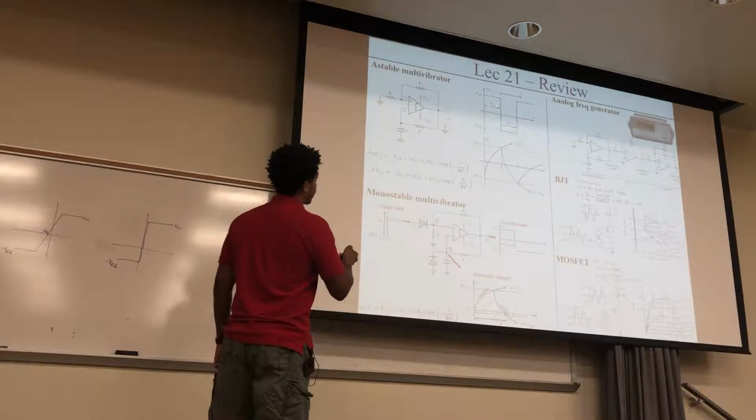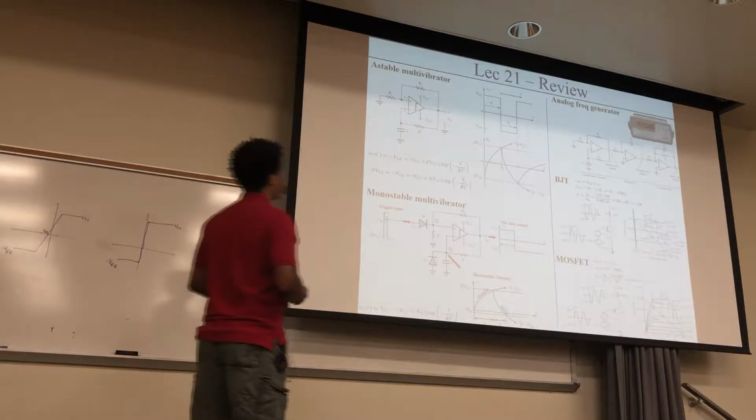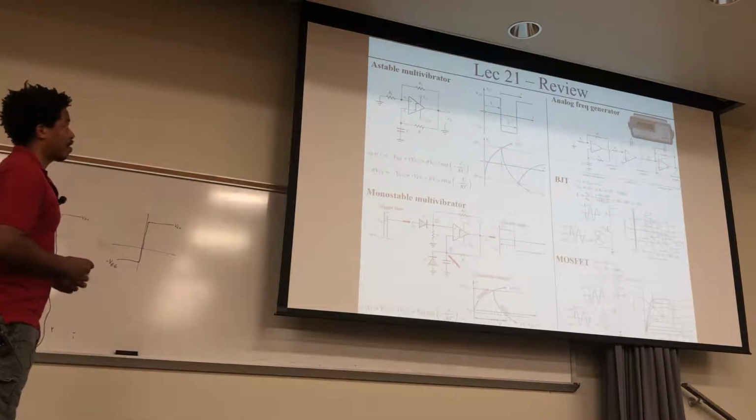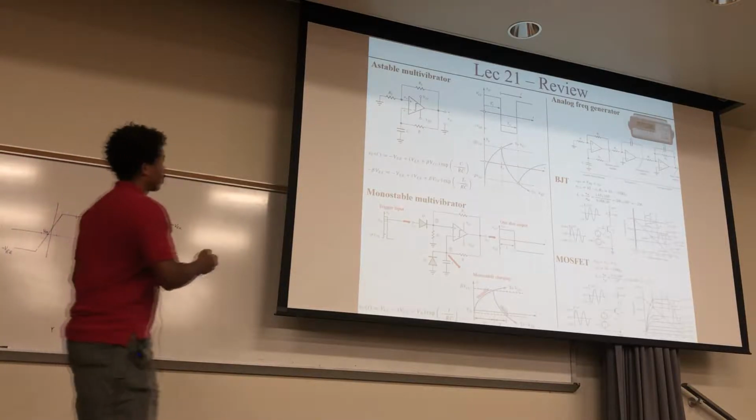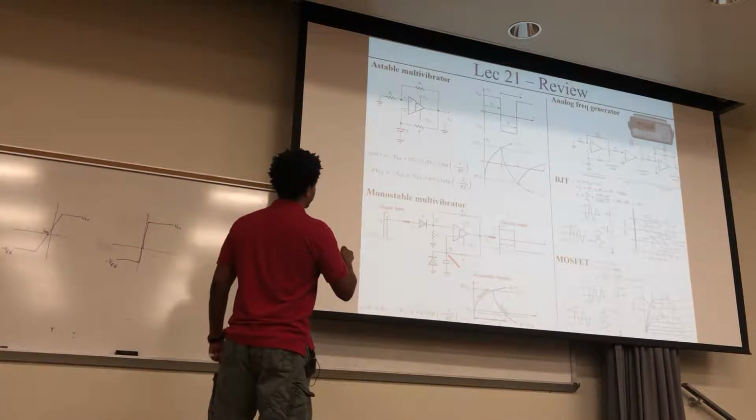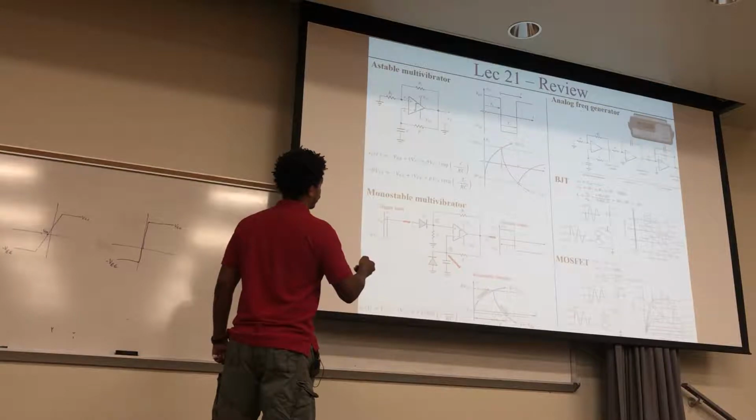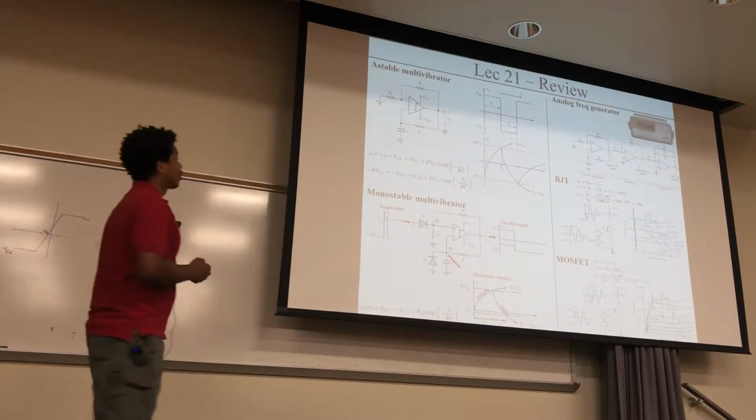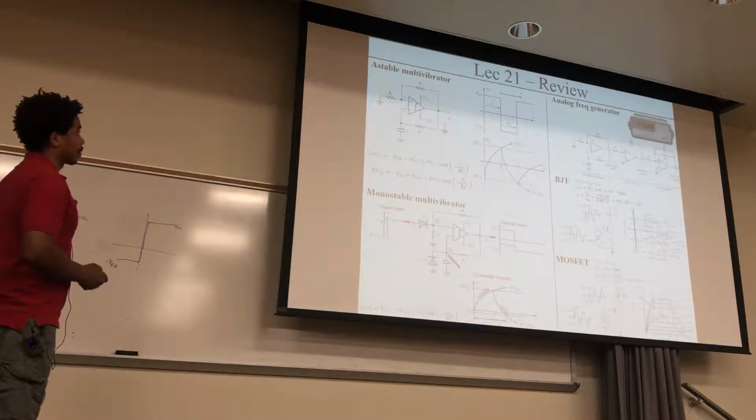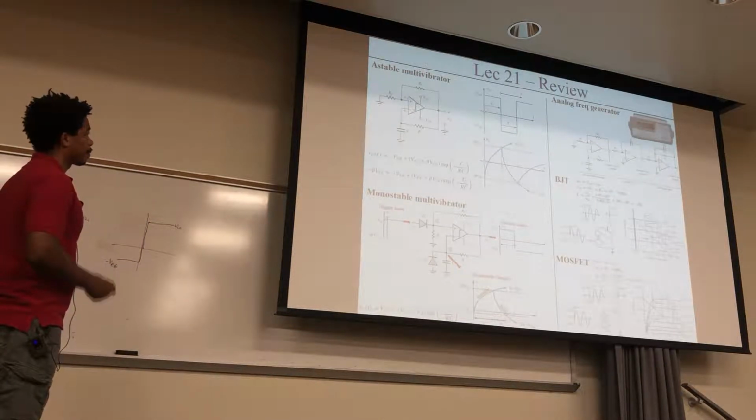You can make that duration smaller or larger by changing these values, by increasing or decreasing both or either of R and C. And so you can see where this capacitor is charging up, discharging, charging up, discharging, and that's how you get the oscillation just from this comparator type of op amp.